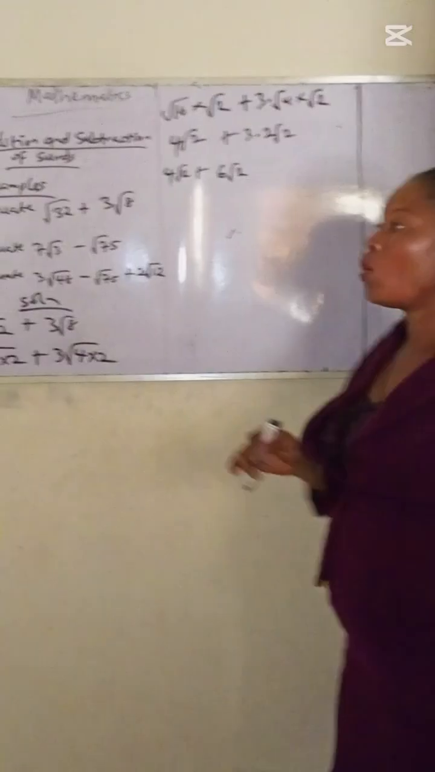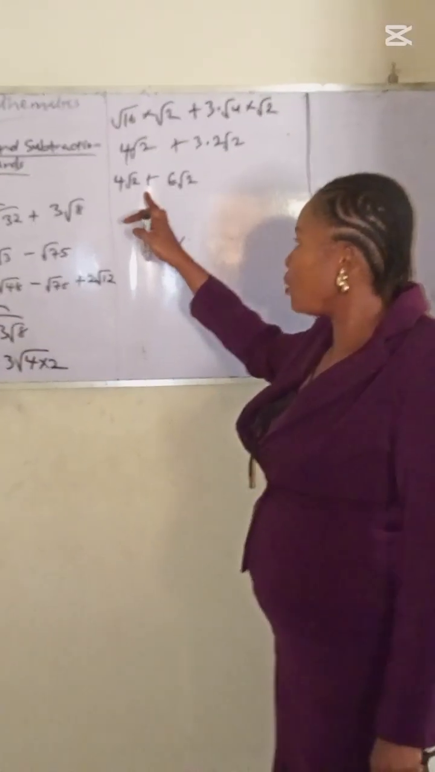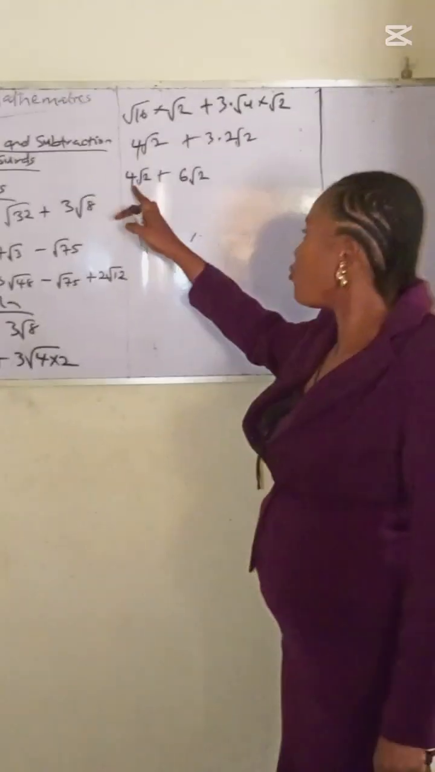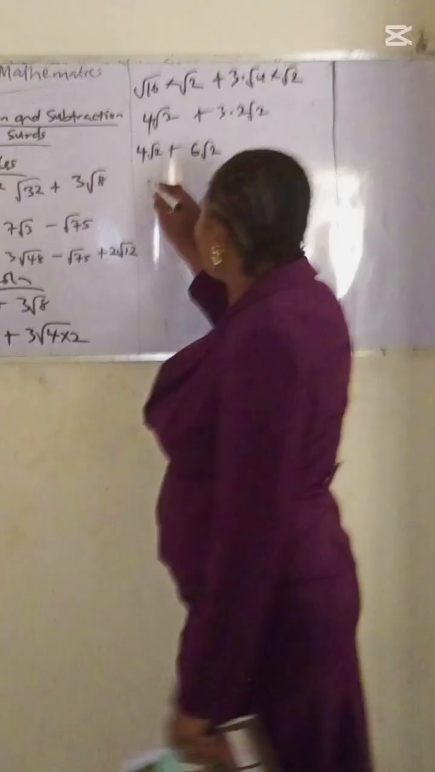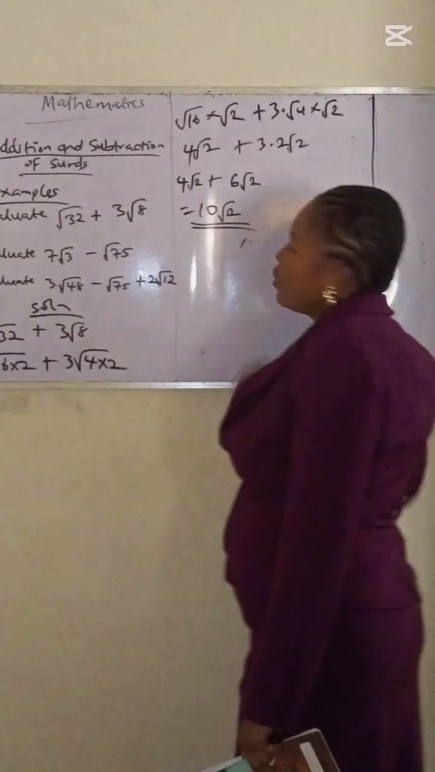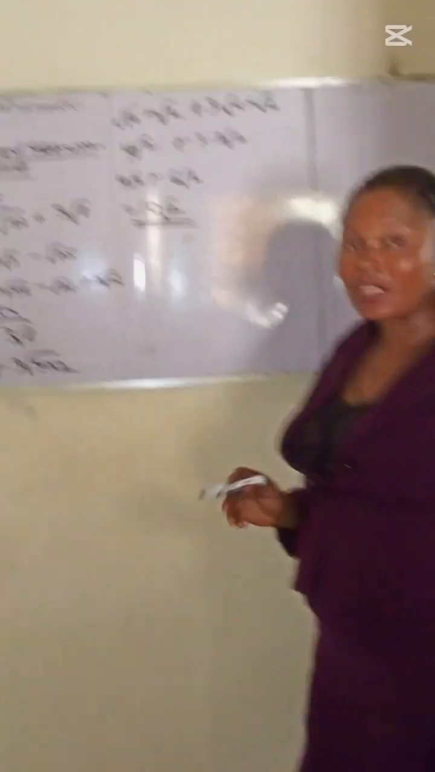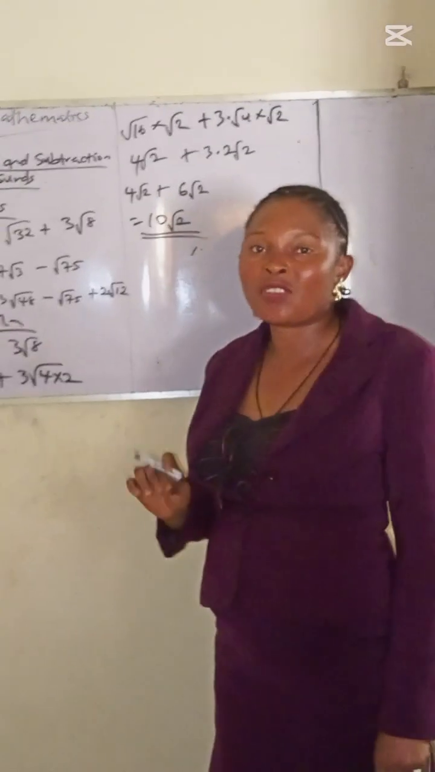So in that case, what we are going to do, the first thing is to bring out the outside numbers and add them. Remember we are on addition. We're going to say 4 plus 6 to give us what? 10 root 2. So this is our answer. So if I give any question on surds, mostly on addition, they are the same. Addition and subtraction are the same thing. The only difference is the sign.